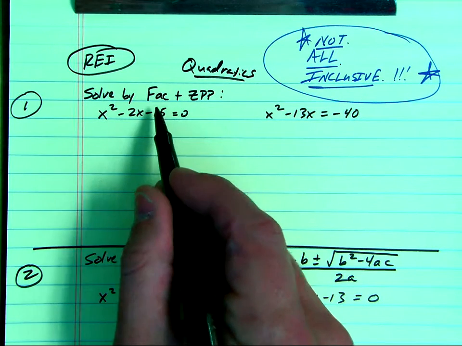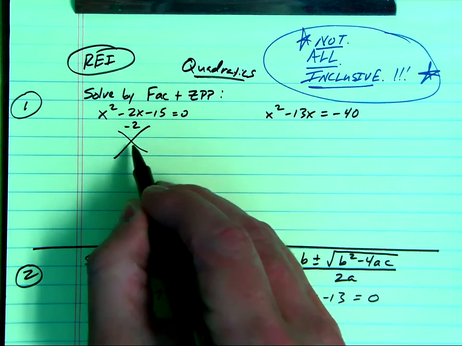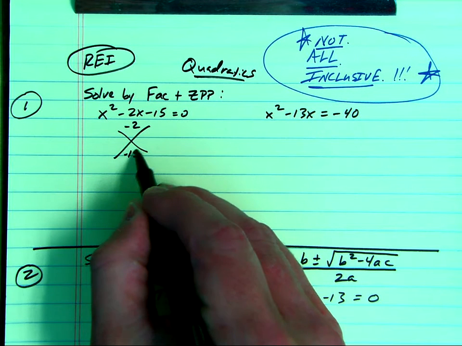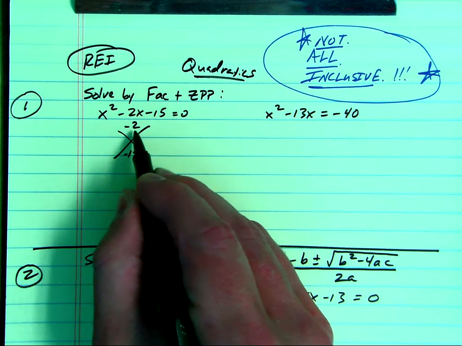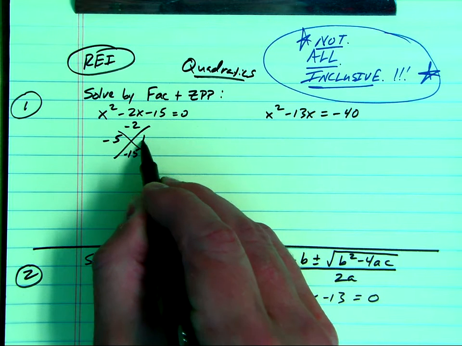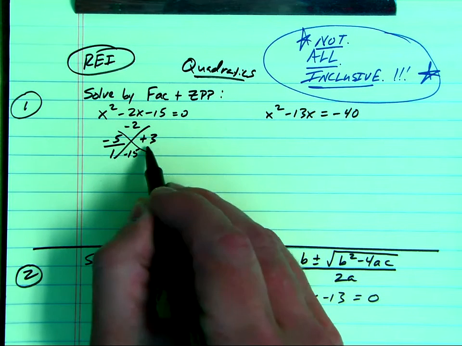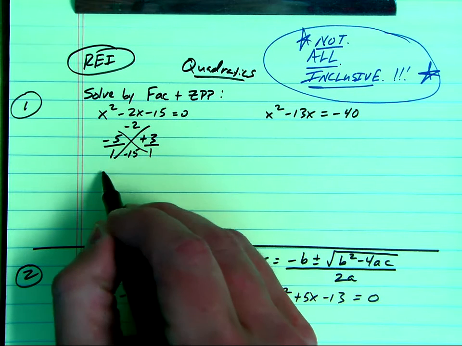So how do we factor and use the zero product property? These are very simple. So the -2 there, -15 there. Let's see, what multiplies to this? What is it? -5 and, say, +3. And then what do we divide by? Always divide by the leading coefficient. We can make our binomials now.